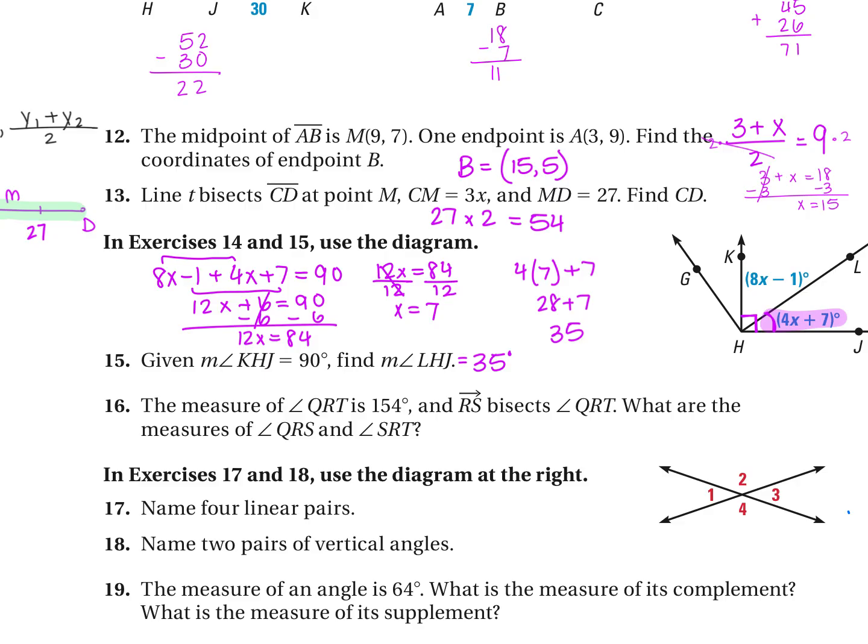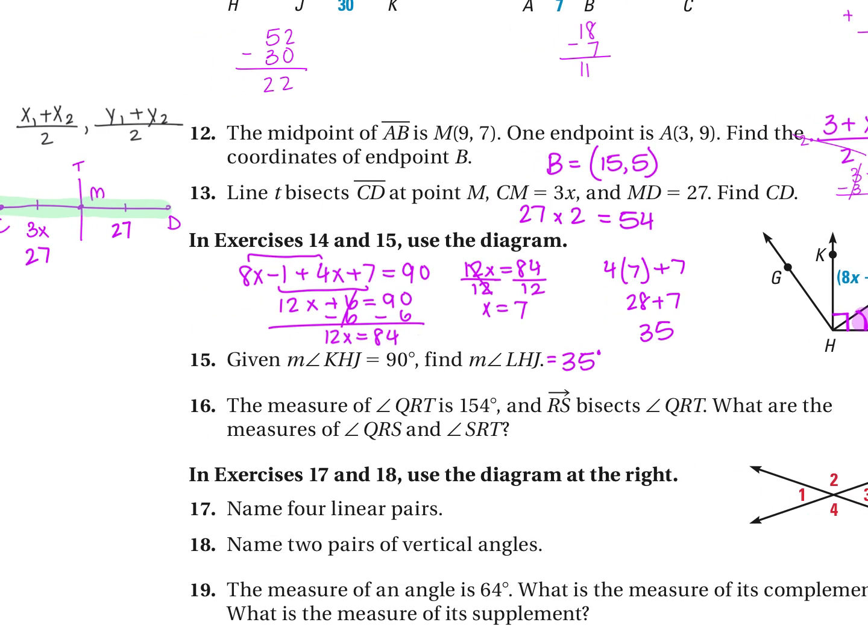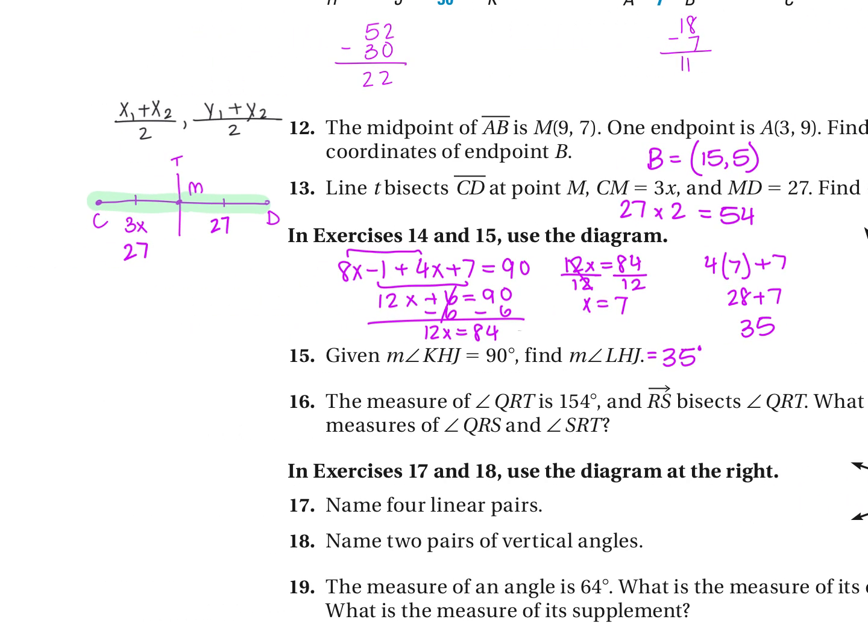All right, 16. Again, visual. I'm going to draw it. You don't necessarily have to draw this one if you read it out, but I'm just going to draw it so you can see what it looks like. So looking at it, it says given the measure of angle K, H, just kidding, that's the wrong one. Number 16. The measure of angle Q, here's Q, R, T is 154 degrees. I'm just going to write it right there.